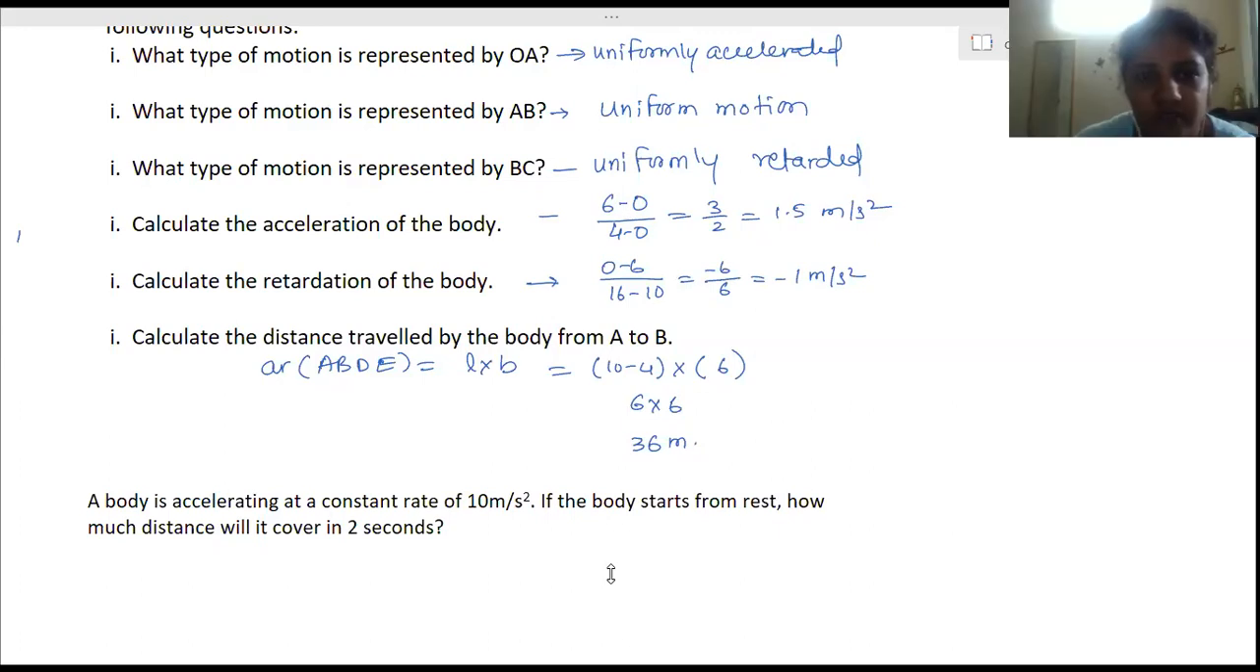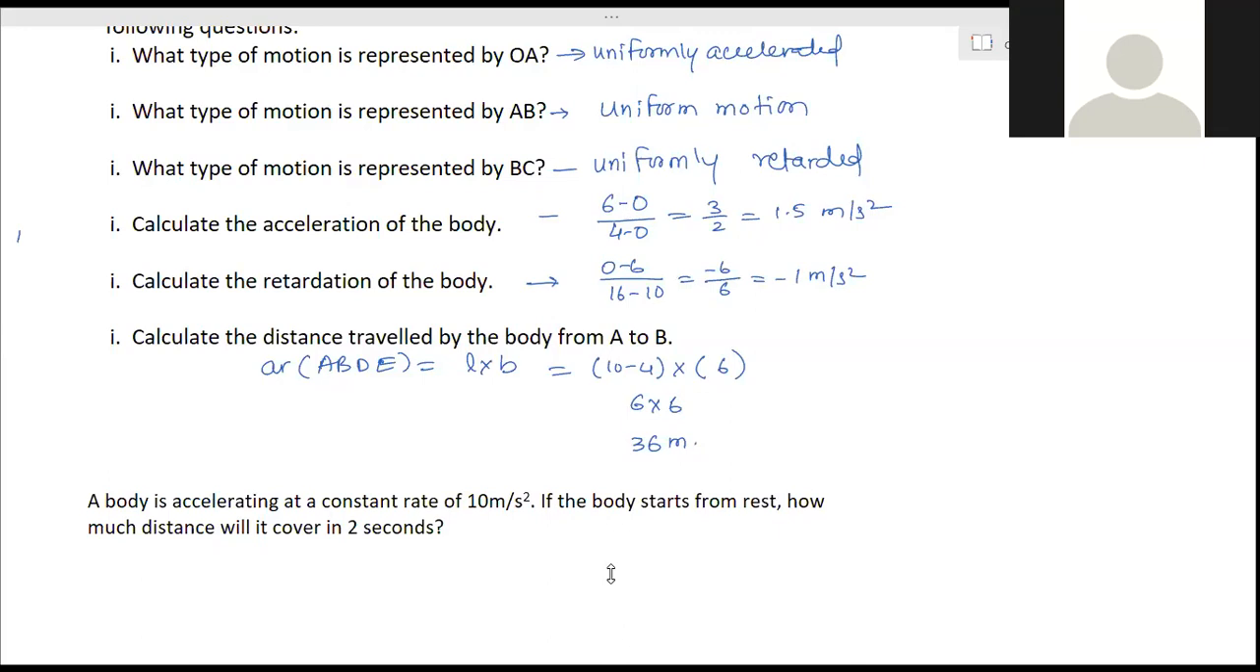Nitin, what's the answer? Ma'am, what's the answer of this? Ma'am, just give me one second. Ma'am, the same question came in the test today. Ma'am, 5 meter per second square.